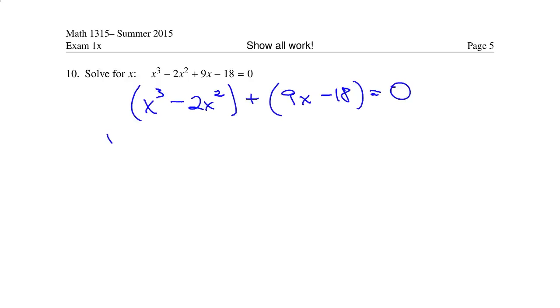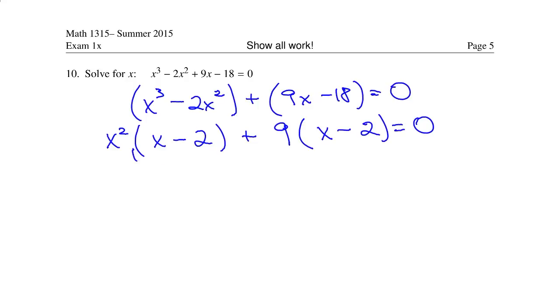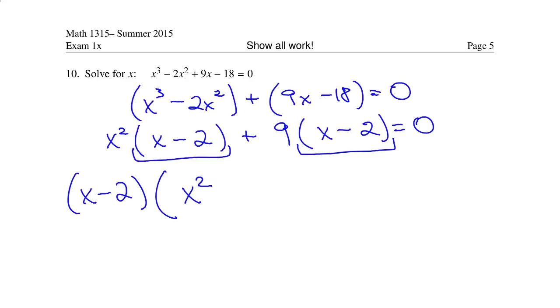I see that I can factor out x squared. That leaves x minus 2. From the second group I can factor out 9, and that also leaves x minus 2. So now, taking the x minus 2, I can factor that out in front, and that leaves behind the x squared plus 9.